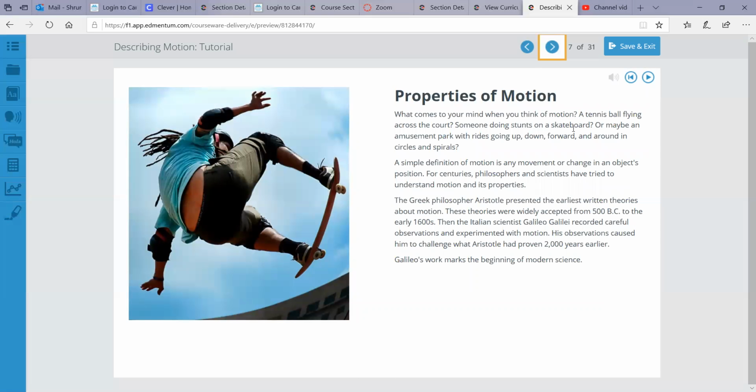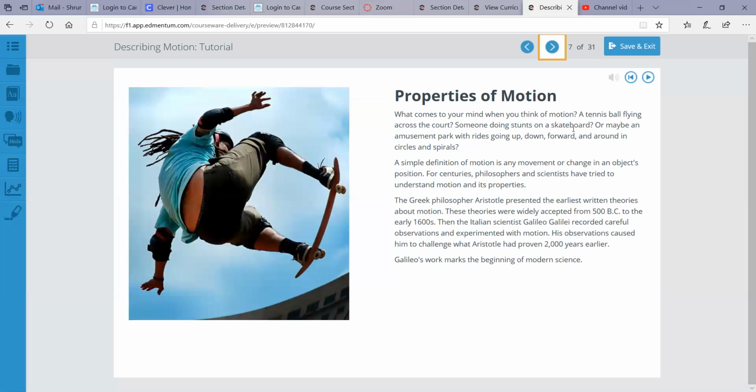So now we're going to talk about properties of motion. When you think of motion, what comes to mind? A tennis ball flying across the court. I think of sports like basketball or football. Someone doing stunts on a skateboard. Yeah, a skateboarder. Or maybe an amusement park ride, going up, down, forward, and all around. A simple definition of motion is any movement or change in an object's position.